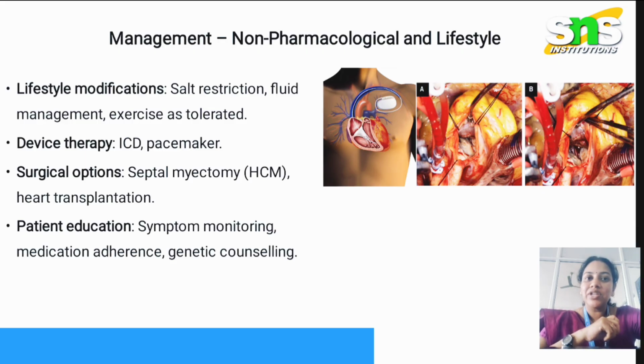So what patient education are we giving? Monitor the symptoms, medical adherence, and genetic counseling is very important.